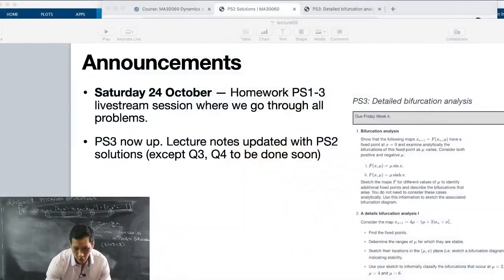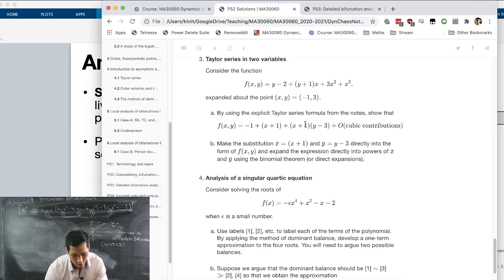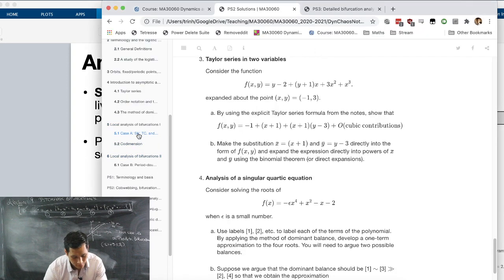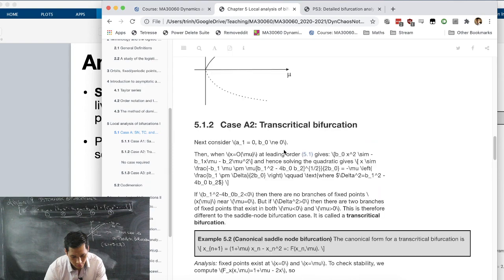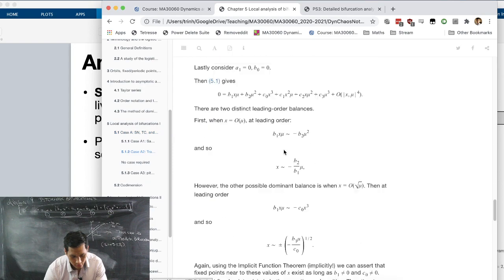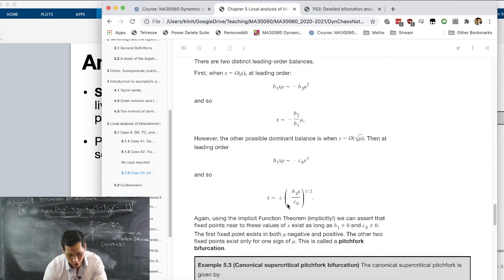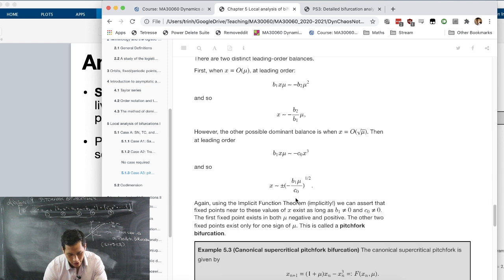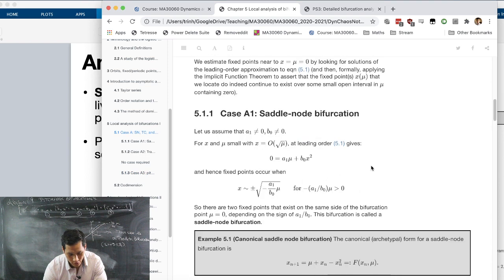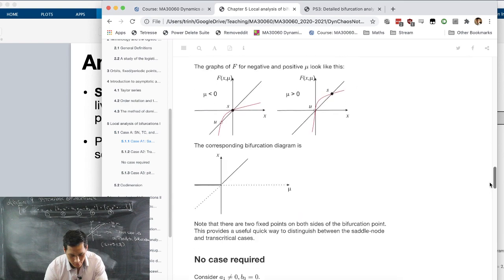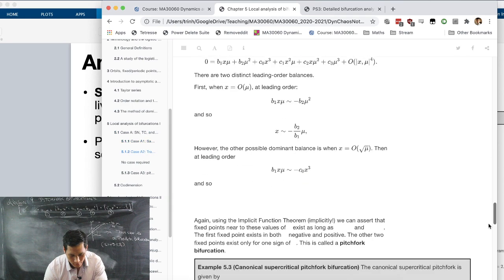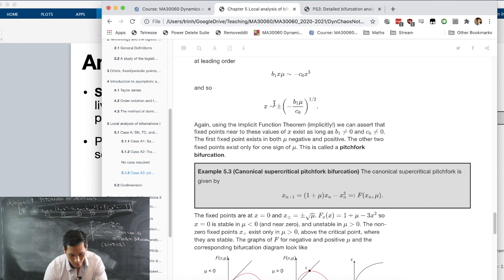I haven't done this very well in the last couple lectures, but again, just to tie this in with where we are in the lecture notes. This was the dominant balance for the pitchfork bifurcation. Here on the right, x behaving like mu solution, and then you have the x behaving like mu to the 1/2 solution. So here's the x behaving like mu to the 1/2 solution.